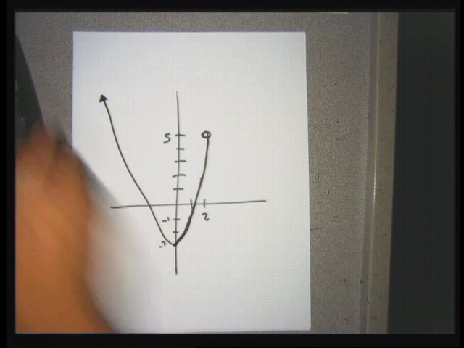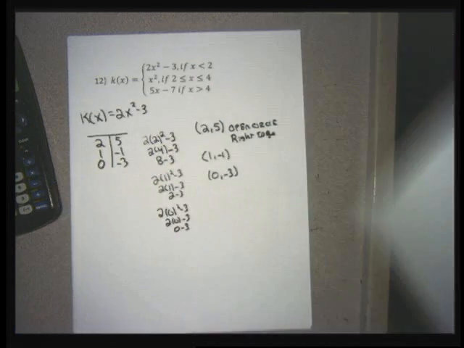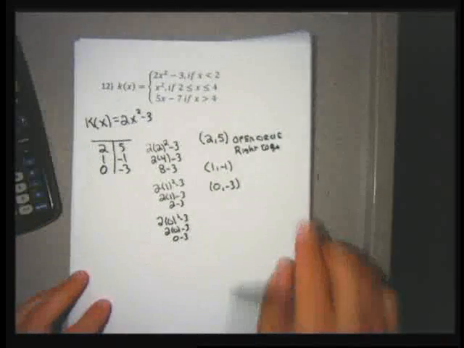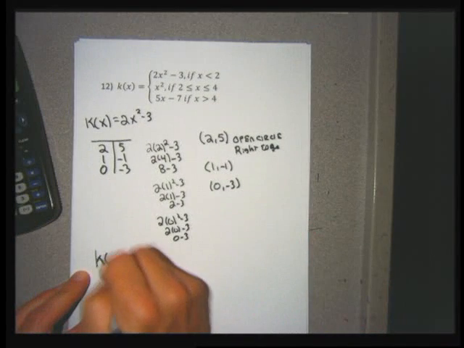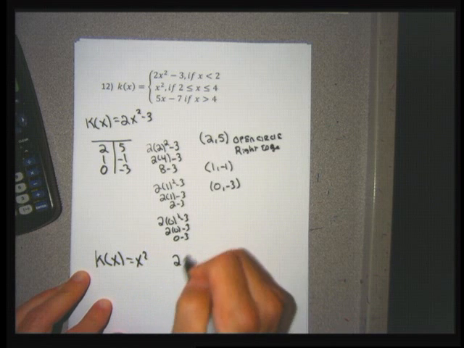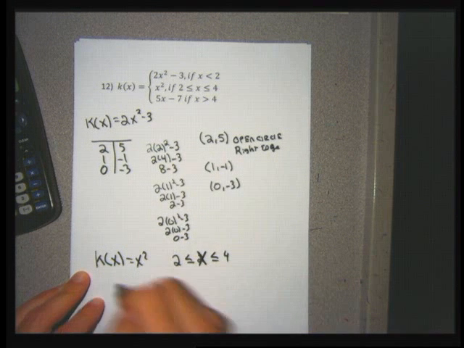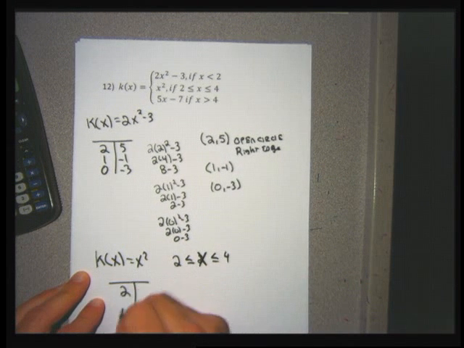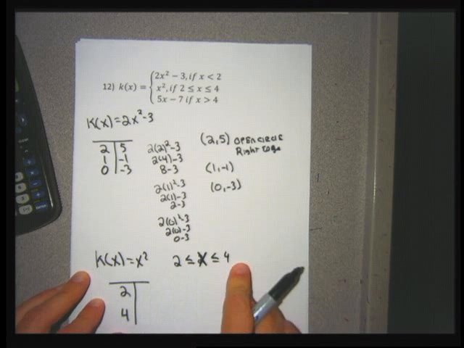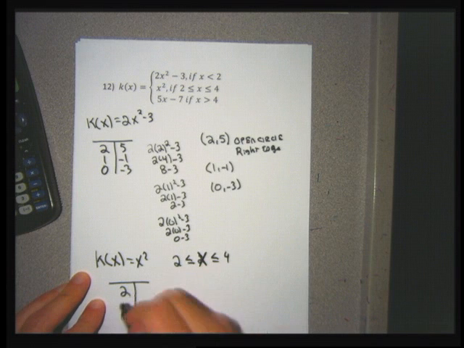Now I'm going to do the middle piece. The middle piece is also a parabola because of the x squared. And I'm going to steal the graph from my calculator maybe again as well. So the next piece I'm graphing is k of x equals x squared. And this is for 2 is less than or equal to x, x is less than or equal to 4. I'm going to plug in the numbers 2 and 4 because those are the endpoints. And then I need 3 points, so the only number between 2 and 4 that's nice is 3.